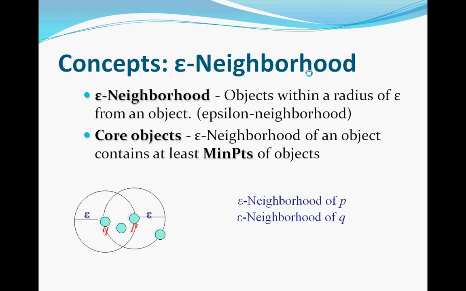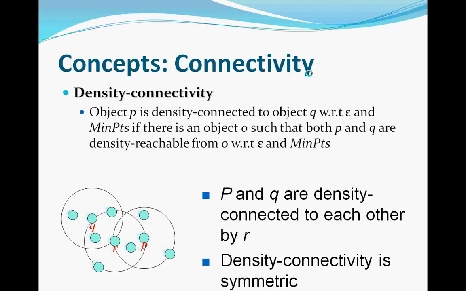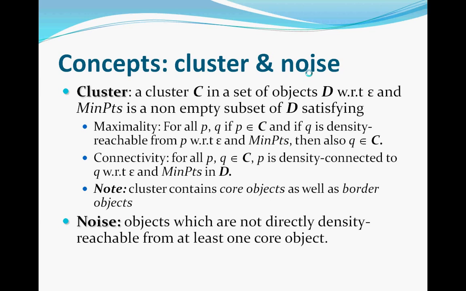Density reachable: an object Q is directly density reachable from object P if Q is within the epsilon neighborhood of P and P is the core object. Density connectivity: an object P is density connected to object Q with respect to epsilon and min points if there is an object O such that both P and Q are density reachable from O with respect to epsilon and min points. The clusters are formed when a point has the minimum number of min points in its epsilon neighborhood.